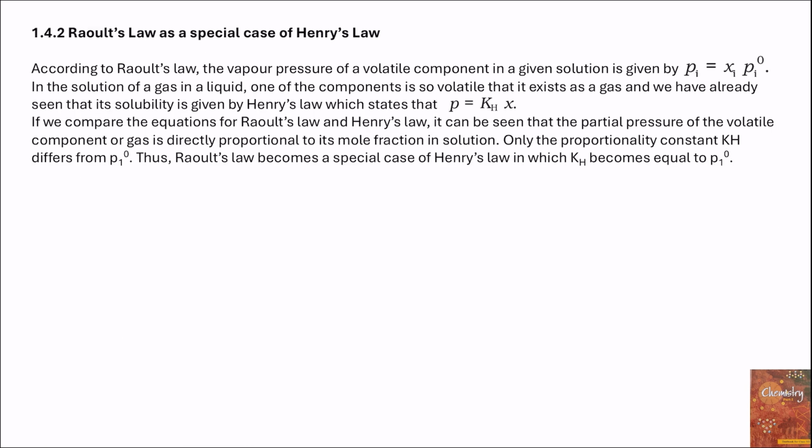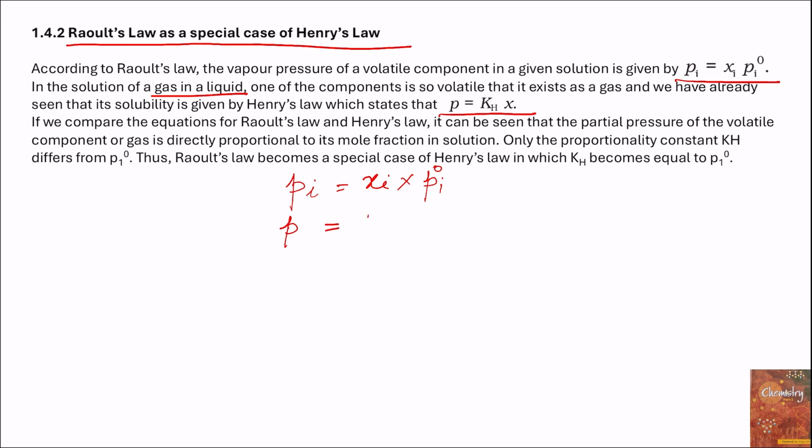Now next topic, Raoult's law as a special case of Henry's law. Now this is the expression of Raoult's law and this is the expression of Henry's law. According to Raoult's law, the vapor pressure of a volatile component in a given solution is equal to the mole fraction of the component in the solution multiplied by the pressure exerted by the pure component. And according to Henry's law, in the solution of a gas in liquid, the partial pressure exerted by the gas is equal to Henry's constant multiplied by the mole fraction of the gas in the solution.